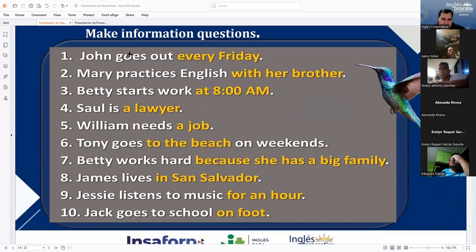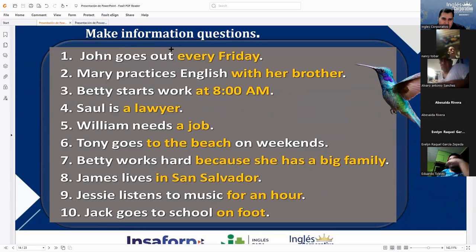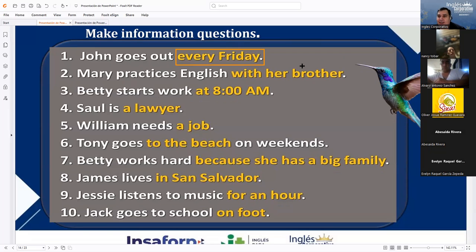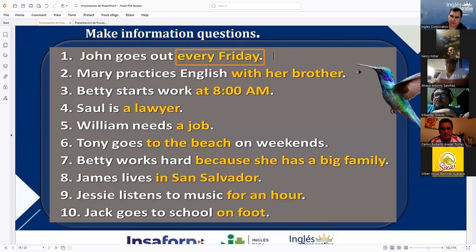Now you're going to be making questions about this. The answer to the question is the yellow part. This is the answer. Every day. What is every day? Time. What is frequency? Frequency. What do you use for frequency? Every Friday. Yeah, every Friday is the frequency. But what do you use to ask for it? What do you use?